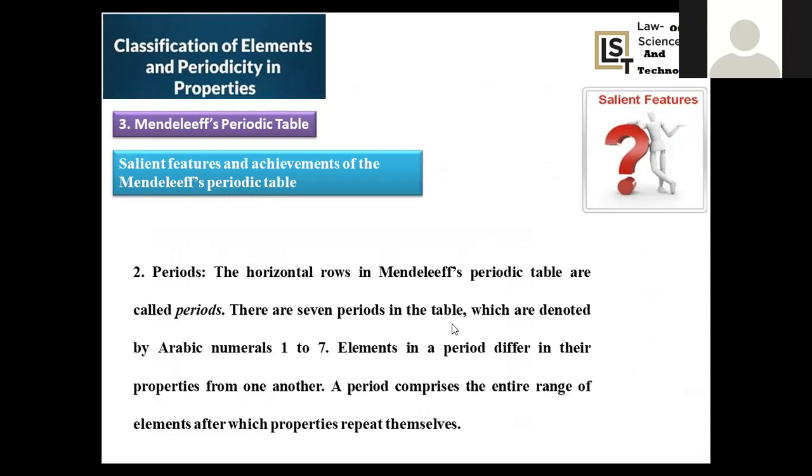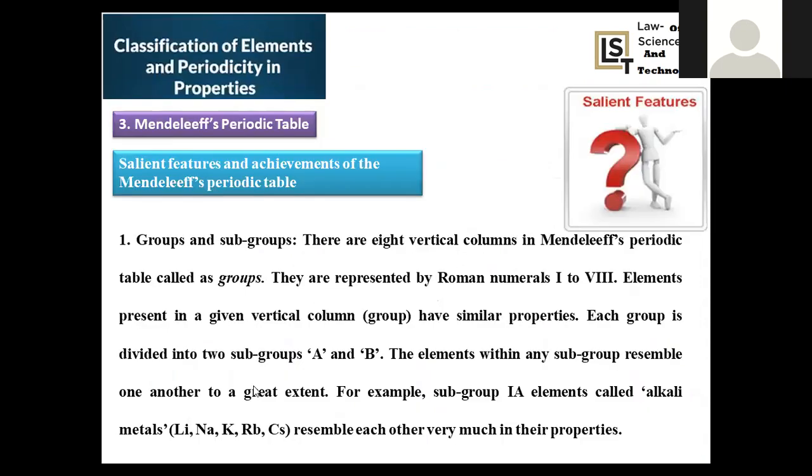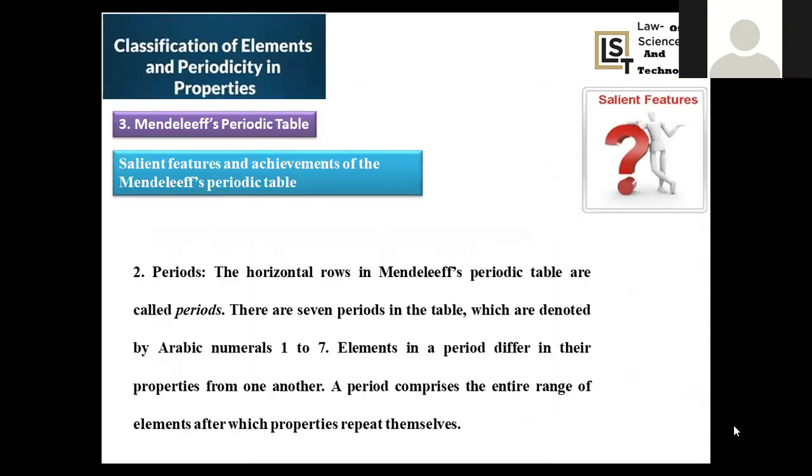There are 7 periods in the table, which are denoted with the Arabic numbers 1 to 7. Elements in the periods differ in their properties from one to another. When you move from left to right, potassium to calcium, no similarity in any case, and calcium to scandium, scandium to titanium, titanium to vanadium, chromium, manganese. In this manner, moving from left to right, there is no similarity among the properties. Only resemblance is possible when we move from top to bottom, right? That is the kind of system.